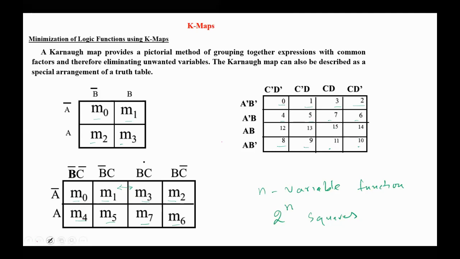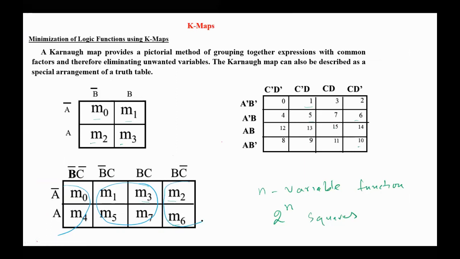But if we put here B not C and here B C, this is a wrong arrangement since these squares will not be adjacent. As you see in a three-variable map, these four squares represent not A, and these four A. Here we have the B squares, here the B squares, and here not B. And here we have the C squares, and here the not C.